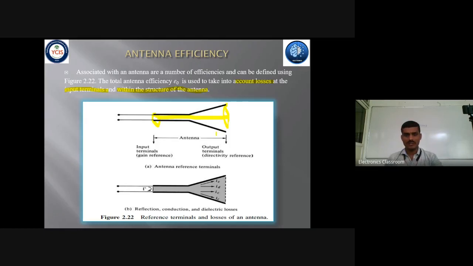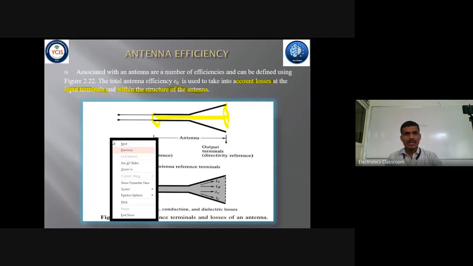Now this structure again has different parts: input terminal, output terminal, then dielectric medium. So it includes metallic rods and dielectric medium. Each and every loss is taken into account in the calculation of antenna efficiency.